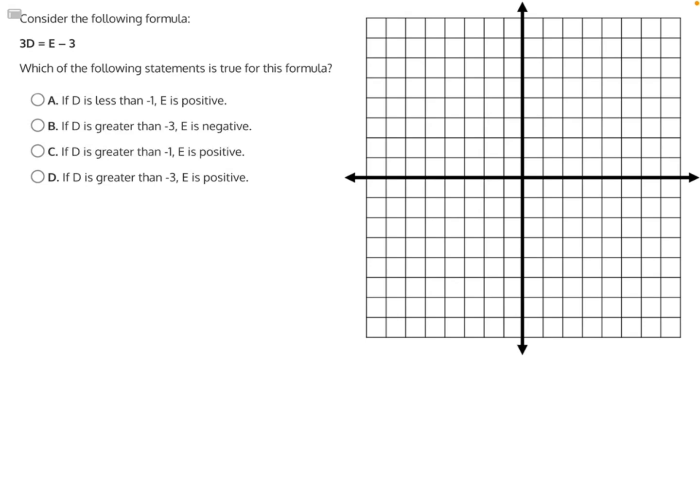Consider the following formula. Which of the following statements is true for the formula? To find the relationship between D and E and tell which one of these statements is true and false, we're going to need to graph the function. And to do that, we'll need to label our axes. Normally, our x-axis is our cause, and our y-axis is our effect.